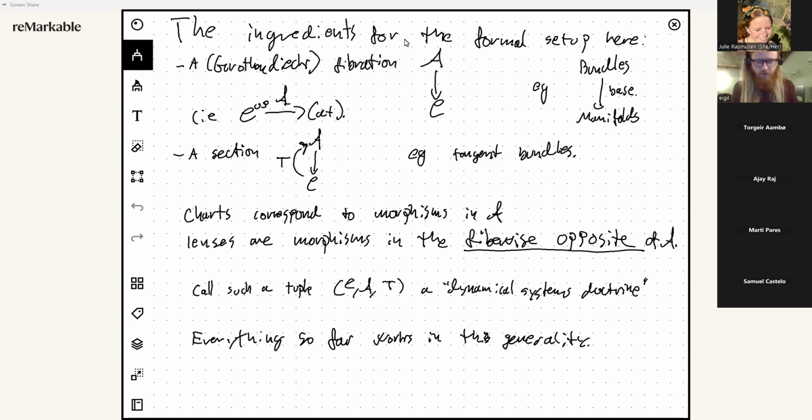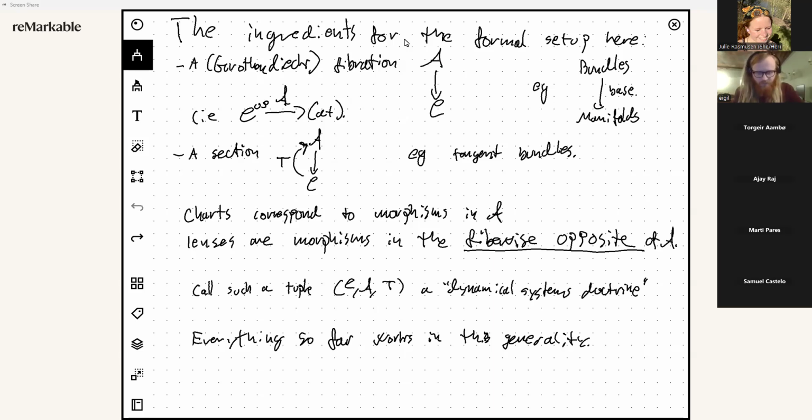So the thing that we call charts are going to be the morphisms in A. The lenses are the morphisms in the fiber-wise opposite of A. So you take a fibration, which corresponds to a function like this. I post-compose this with the opposite category. Then I have another function like this, and then I can go back to a fibration.